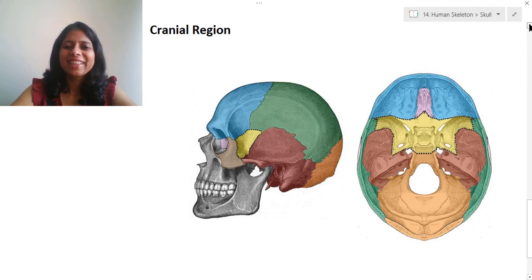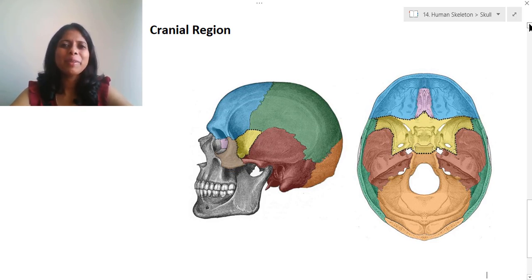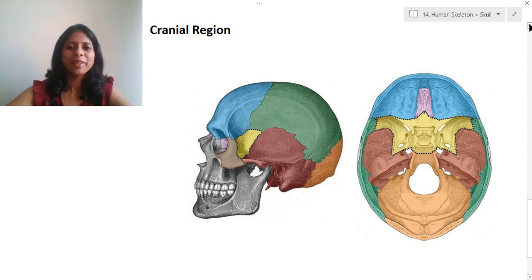So look at the diagram. This colorful diagram shows all the bones which are included in the cranial region of the skull. By looking at the diagram, we will try to understand which bones are there. And this time you are going to tell me which bones are in which color. Okay, so this first bone, in the blue color, what is its name? Yes, frontal bone, right? Located on the front side of the skull.